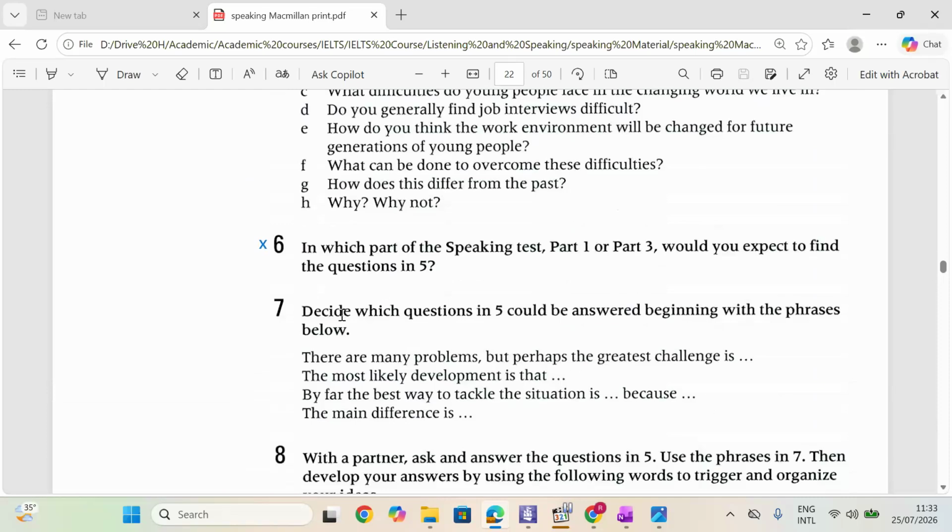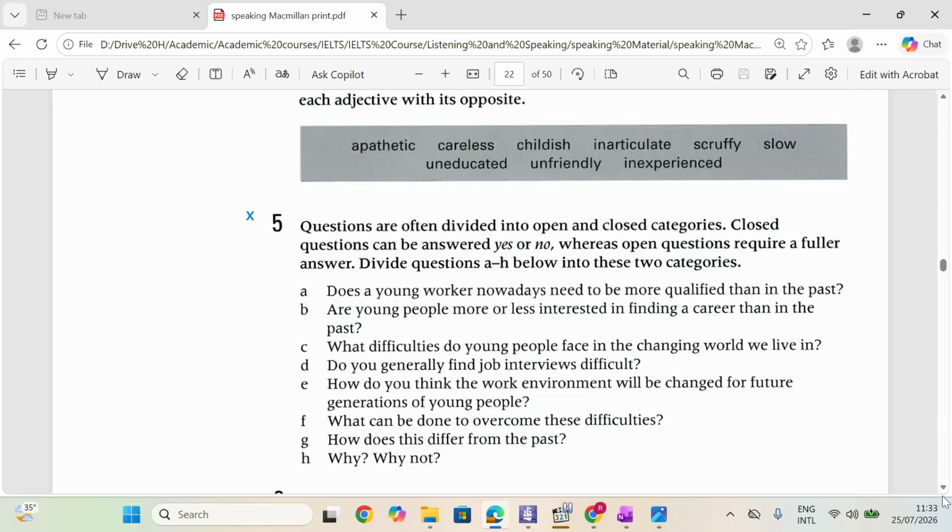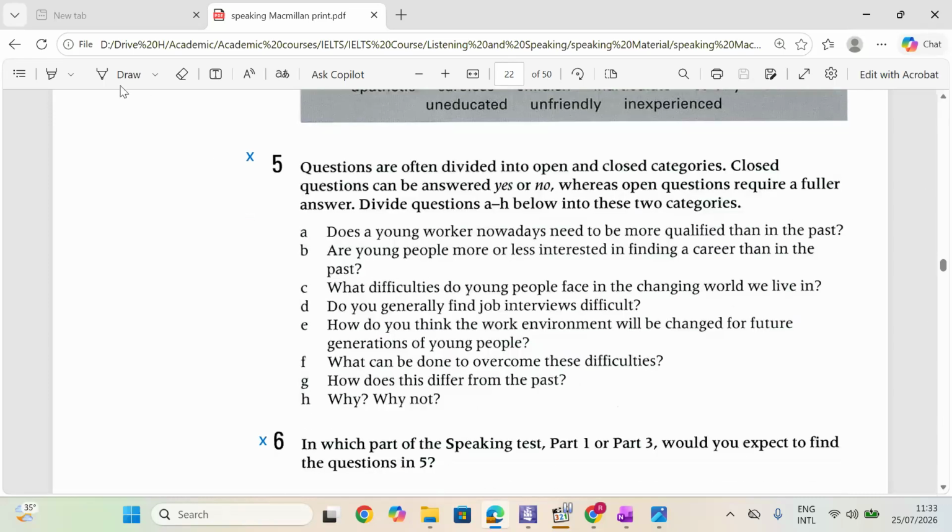I'm going to start with you with exercise 7 here. Decide which questions in exercise 5 could be answered beginning with the phrases below. Okay, let's get back to exercise 5 to see the questions there. Questions are often divided into open ones. Okay. Does a young worker nowadays need to be more qualified than in the past?